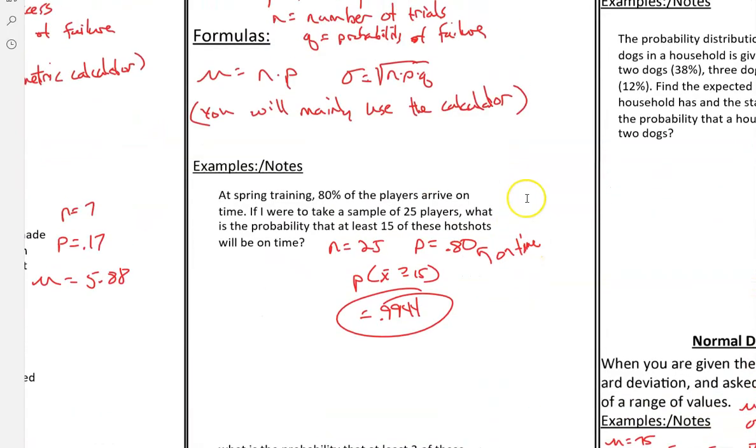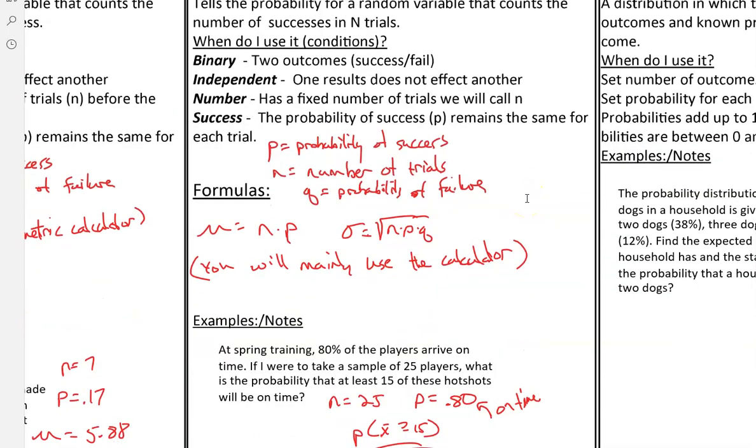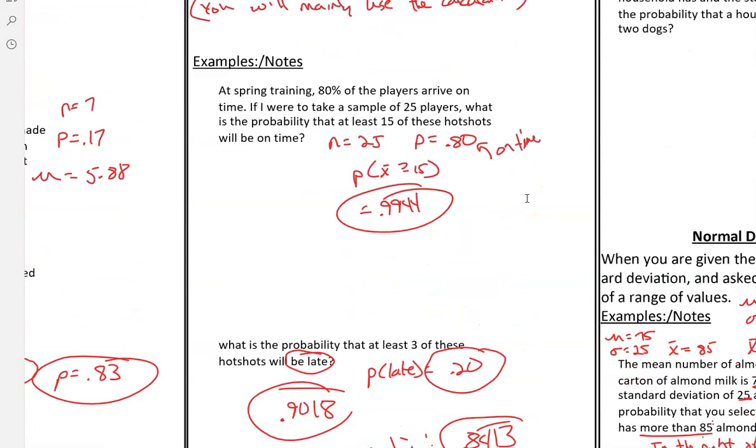All right, that is everything for a binomial distribution, including a normal approximation of a binomial distribution, where you just find the mean and standard deviation and put those in.